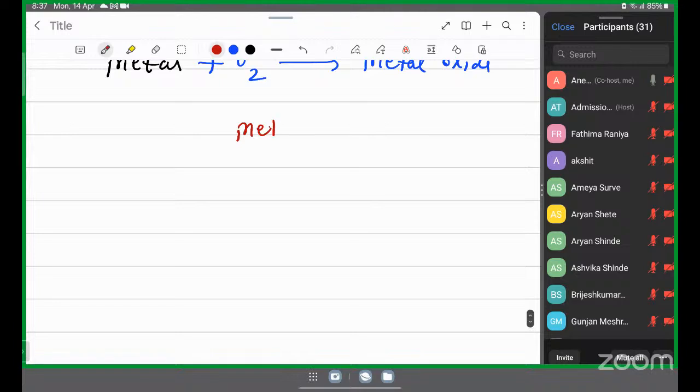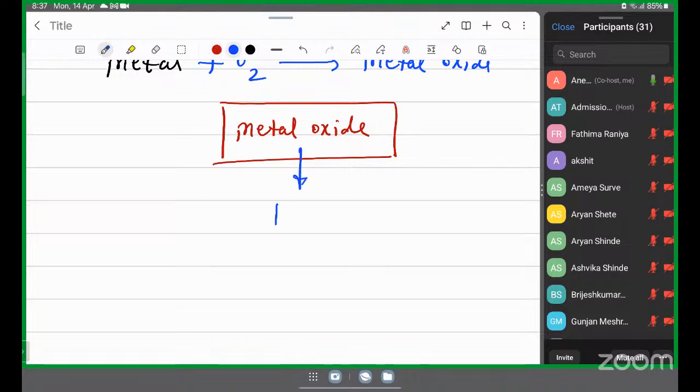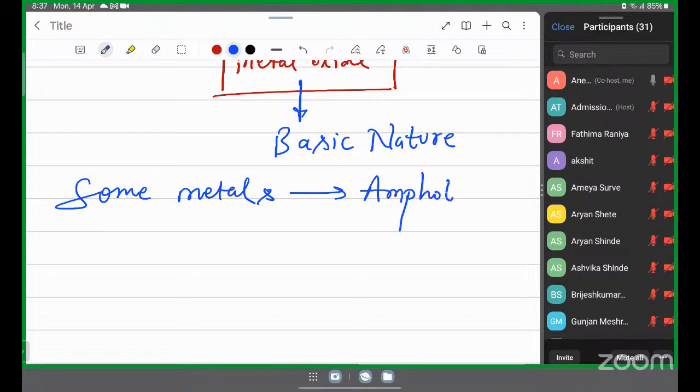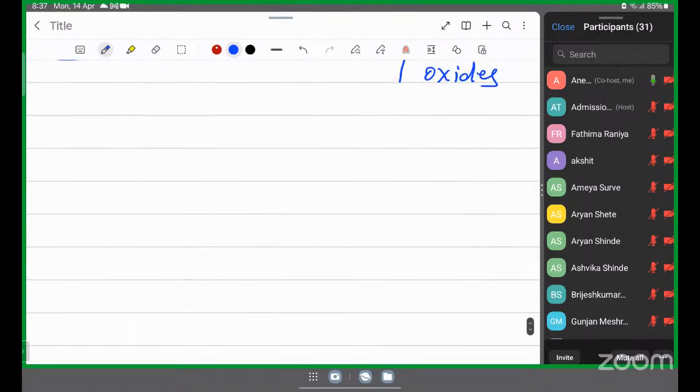So metal oxides are generally basic in nature. Basic in nature, but there are some special metals which have amphoteric oxides. What are amphoteric oxides? Anyone?